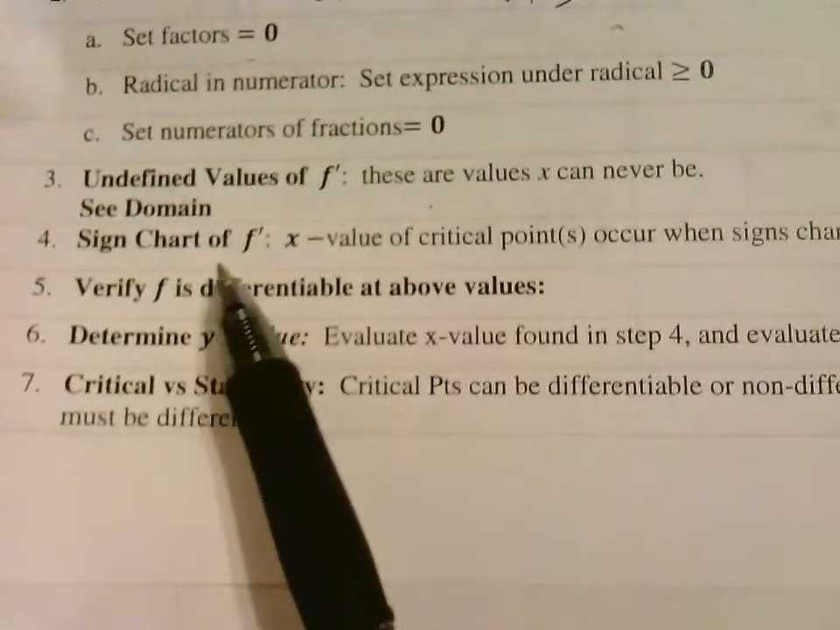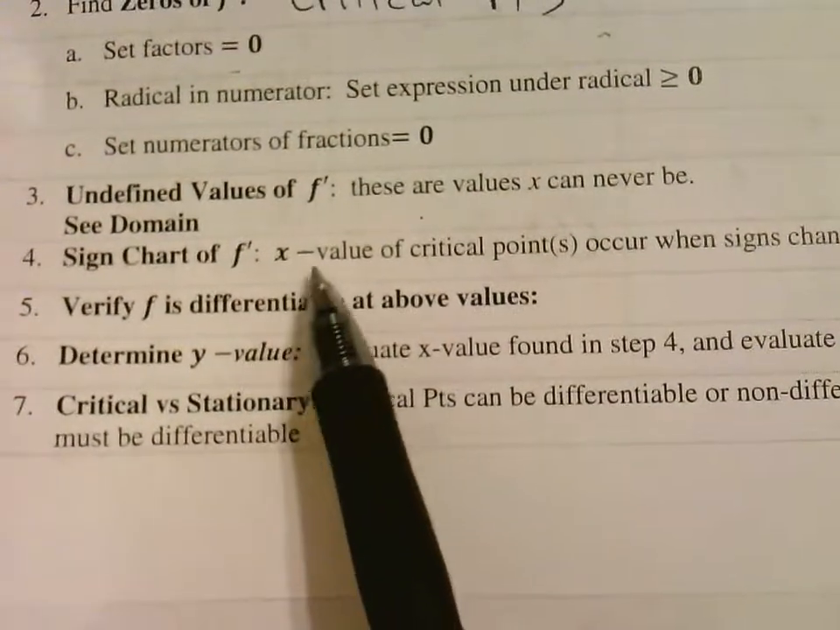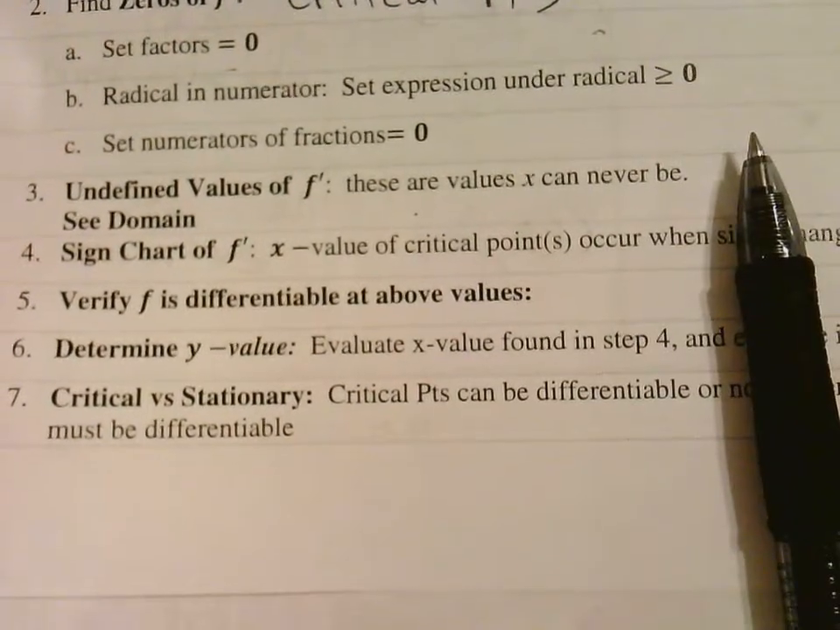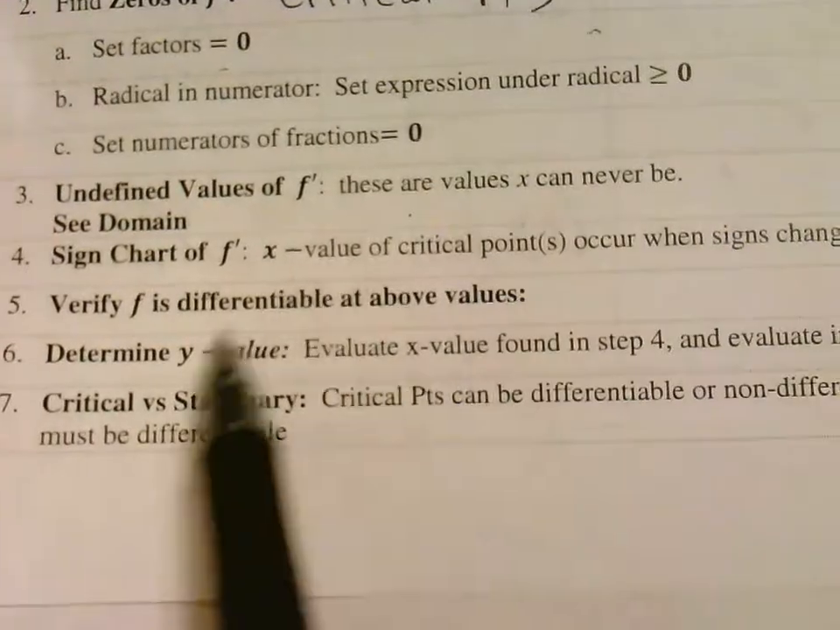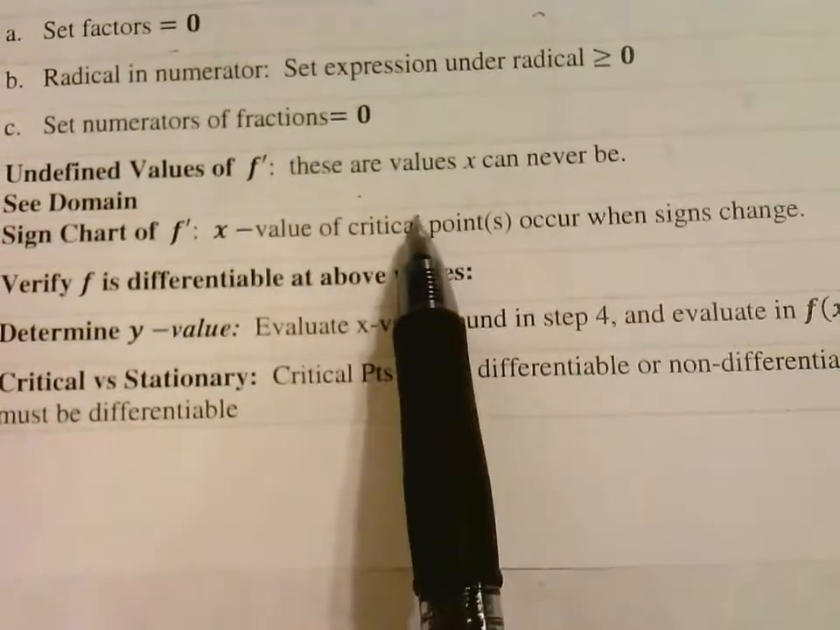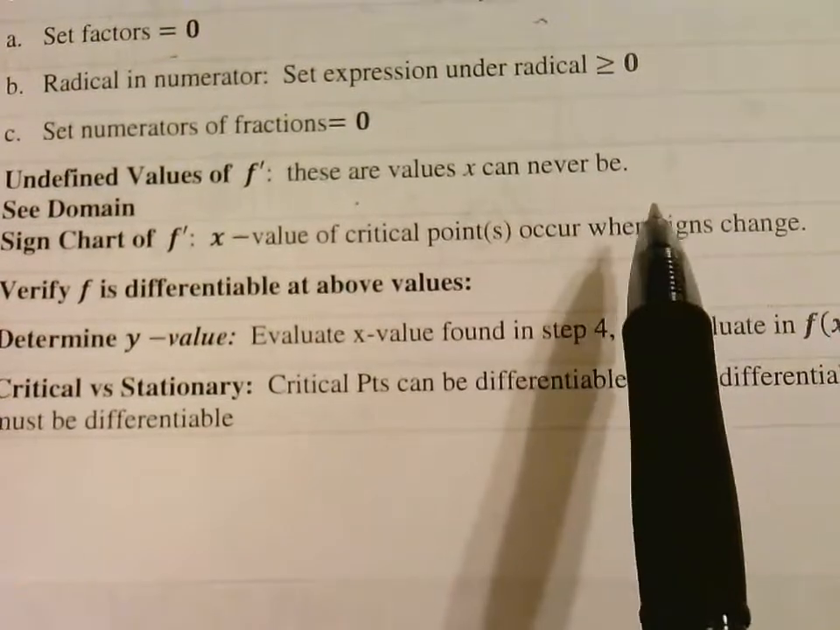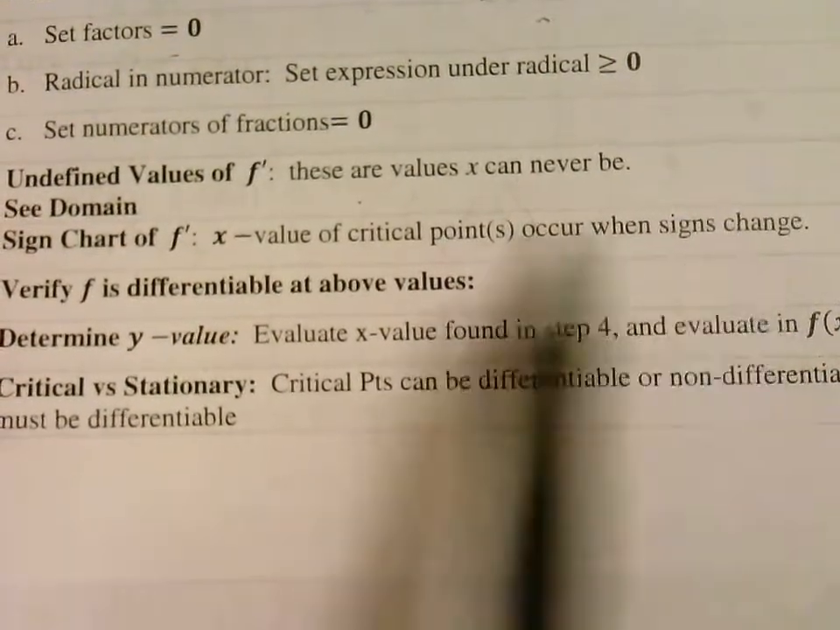Okay? Sign chart. If you haven't seen a sign chart, it's where you make intervals, and I will show you how to do that. So, sign chart of f prime. The x values of critical points occur when the signs change. In the next video, you're going to see that the signs tell you where it's increasing or decreasing.